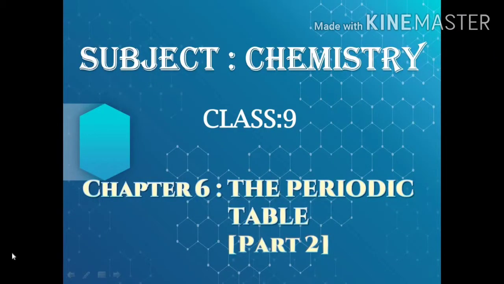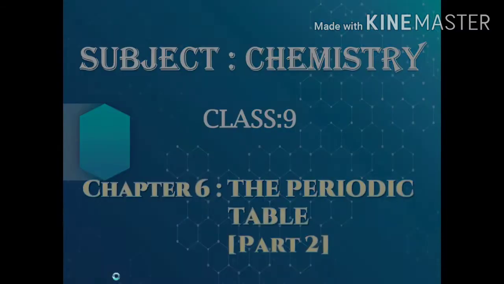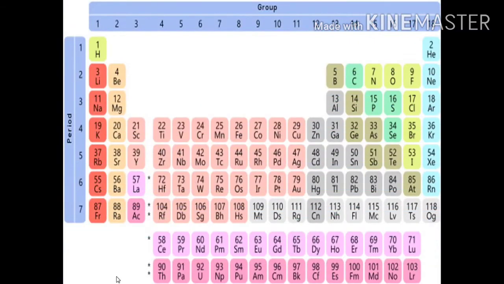Hello students, in the previous video you learnt about the classification of elements given by the early chemists Döbereiner, Newlands and Mendeleev. In this particular video you will be learning about the classification of elements given by Moseley and his periodic table, known as Moseley's periodic table. This is Moseley's periodic table. We will know about it in a very detailed way.